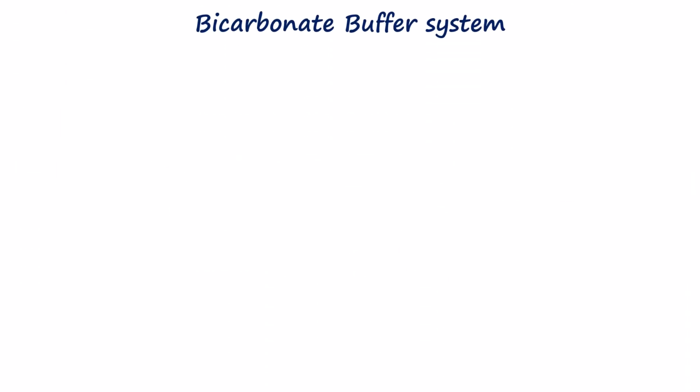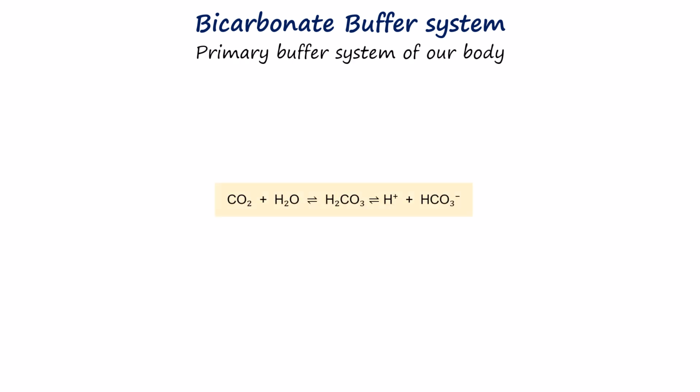The bicarbonate buffer system is the body's primary mechanism for maintaining stable blood pH levels. It consists of a dynamic equilibrium between carbon dioxide, carbonic acid, and bicarbonate ions. The process begins when carbon dioxide dissolves in blood plasma and reacts with water to form carbonic acid, a reaction accelerated by the enzyme carbonic anhydrase found in red blood cells.